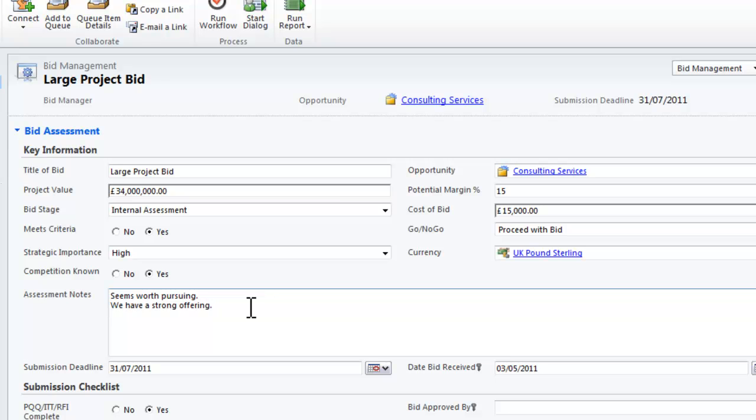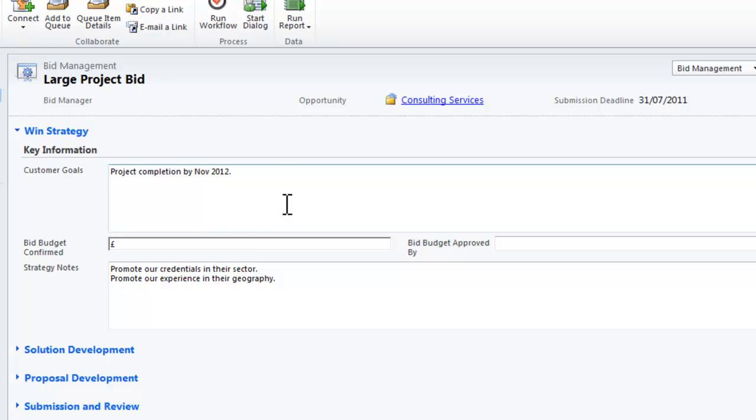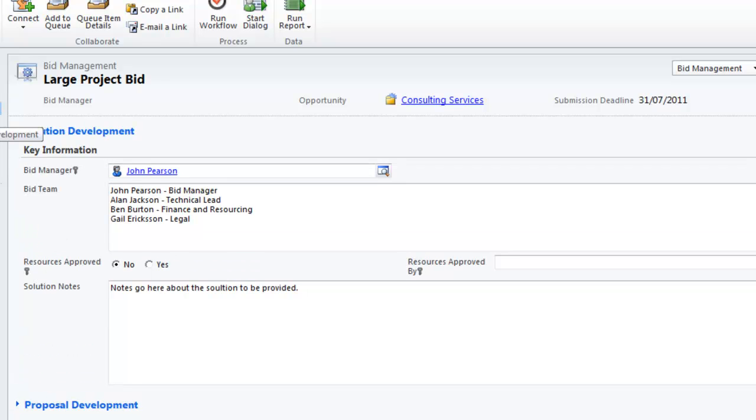So moving on to the win strategy, here you can start to define what the client's goals are. You can start to firm up your own bid budget and also start to develop your own strategy for tackling this particular bid. Moving on in the process, typically you'll be putting together your own bid team. There's probably a bid manager involved, but there may be a whole host of other people with specific skills that they're bringing to the table. Part of the process may also involve ensuring that you have resources, and you may need approval for those resources. So you can log approvals in as things move along, and if you wanted to, you could add workflow within that picture to ensure that the process is automated.